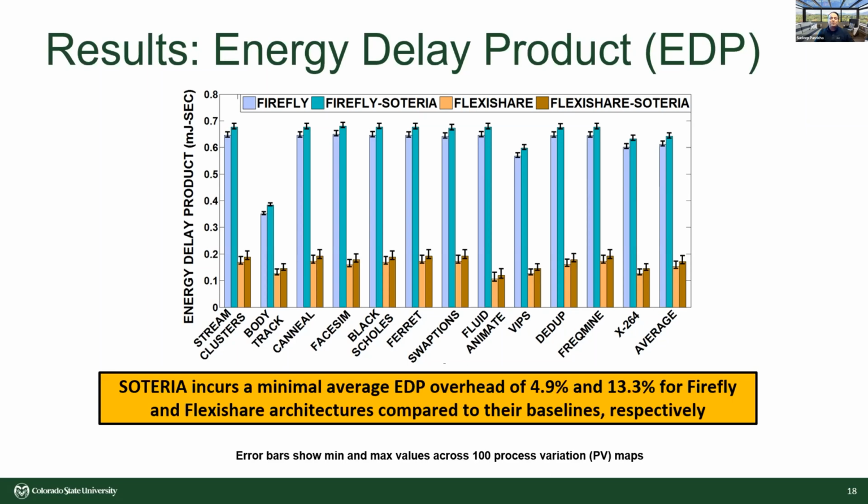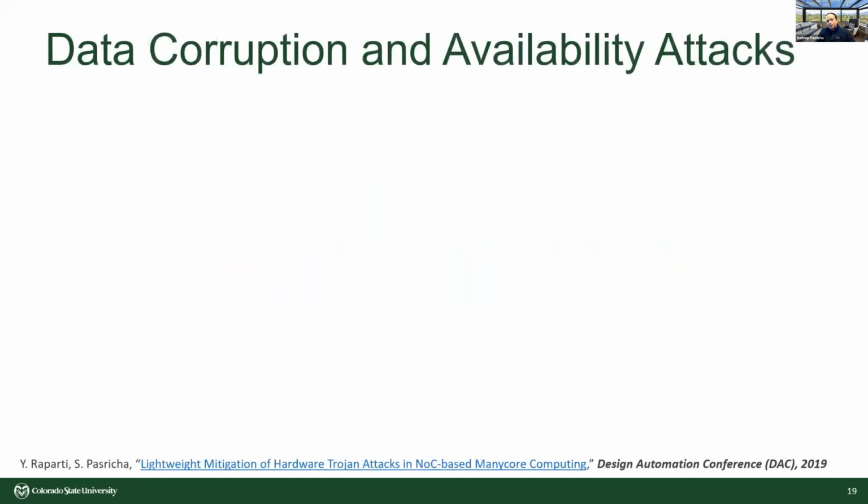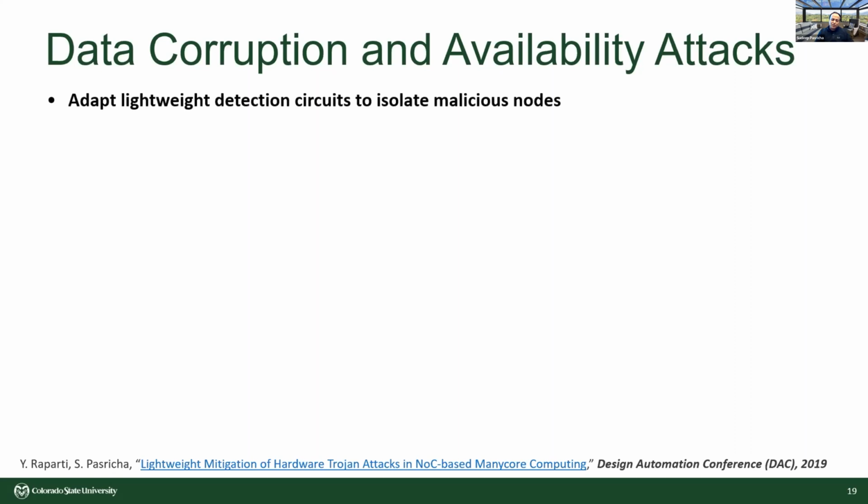Okay, so the other attacks that are possible are potentially data corruption, which is a data integrity attack, or a denial of service or availability attack. How do we handle those in photonic NOCs? So quickly, just to give you an insight here.